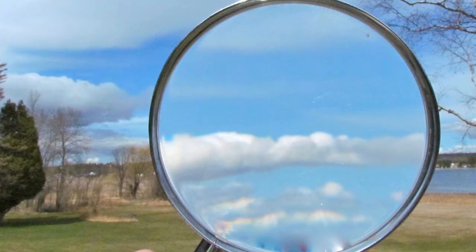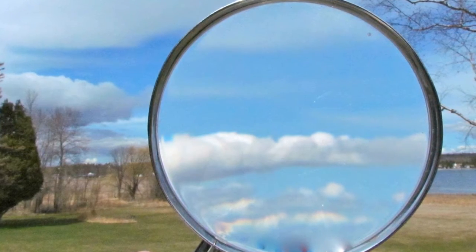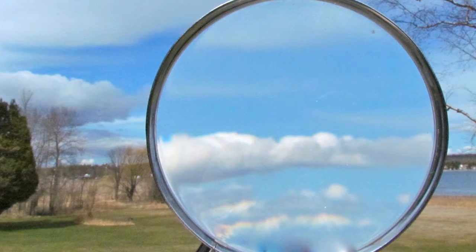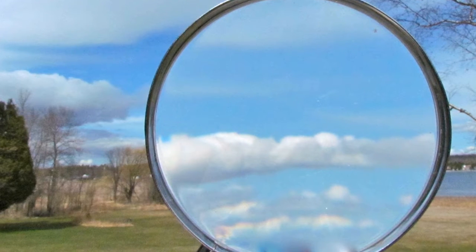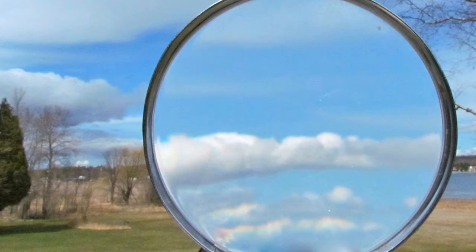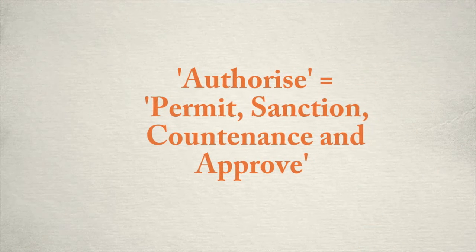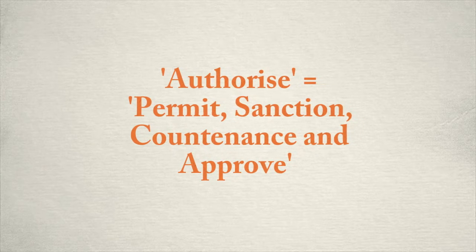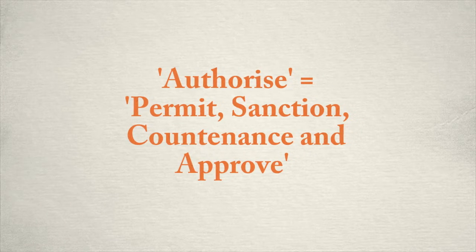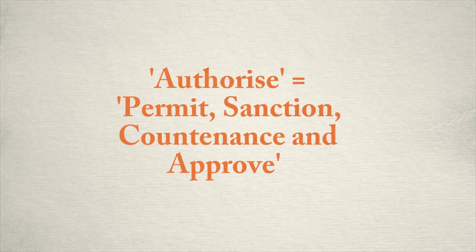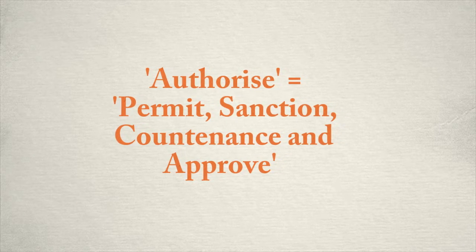unlawfully in copyright material. This video will analyze the word authorize and its synonyms as defined in the Oxford Dictionary, along with relevant case law, and in doing so will attempt to establish any difference in the meaning of the words and how this can have an impact in a legal context. The Oxford Dictionary defines authorize as to give official permission for or approval to an undertaking or agent, and provides an expansive list of synonyms which includes permit, sanction, countenance, and approve.